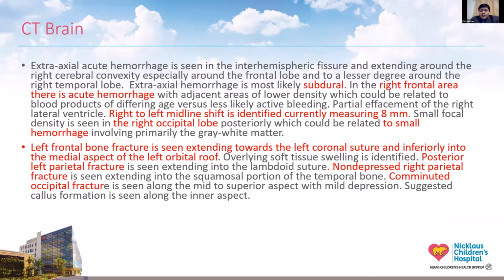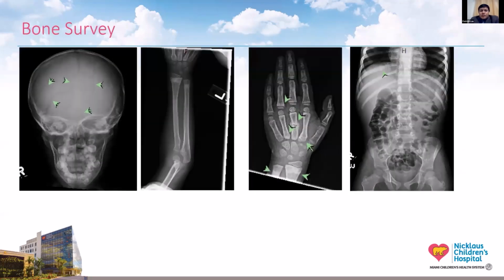hemorrhage, some intraparenchymal hemorrhage. There's a small midline shift of 8 millimeters. The skull fractures are more extensive: left frontal bone fracture extending into the suture, going to the aspect of the left orbital roof, non-depressed parietal fracture, and some occipital fractures as well. So more extensive injury. We got the skeletal survey. It showed the skull fractures, but now you can see other fractures in the wrist, a rib fracture, and another fracture in the forearm at different stages of healing.